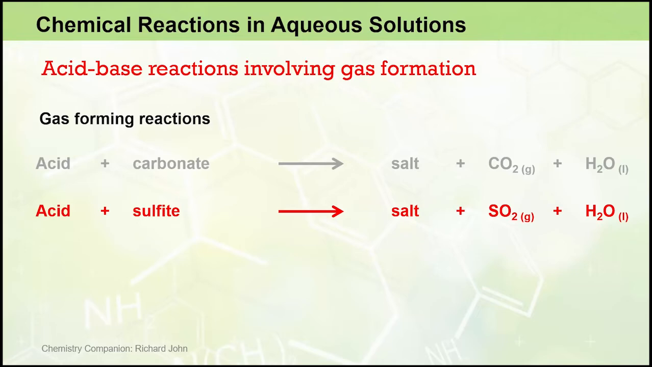Sulfite salts will also produce a gas in the presence of an acid. An acid plus a sulfite salt will produce a different salt plus sulfur dioxide gas and water. And remember, we identify a sulfite salt as an ionic compound containing the sulfite ion, SO3 2-.